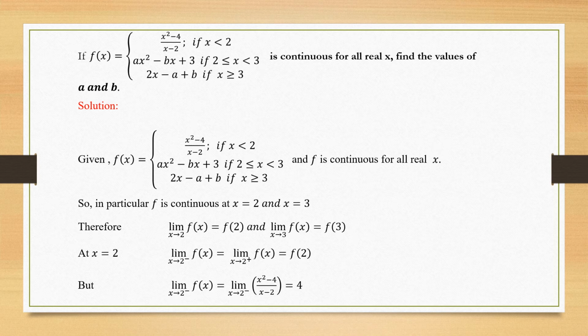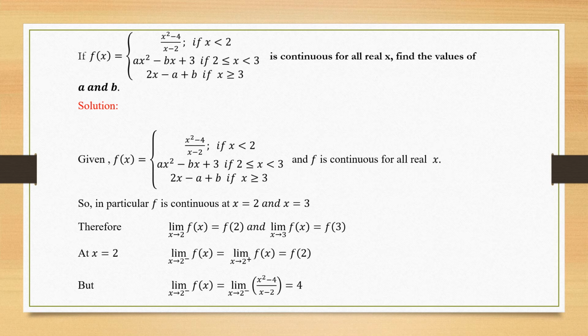So for how many numbers or how many points do we need to find the limits? So how many points are there? First, the function breaks at 2. Then the function breaks at 3. So it's enough if we check the continuity at x equal to 2 and 3. So how do I start? First let me write down the statement: f of x, the given function, is continuous for all real value of x. So now in particular f is continuous at 2 and 3. So you understand why I am choosing 2 and 3?